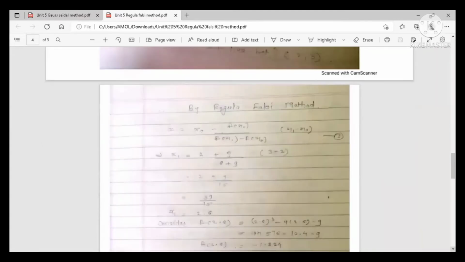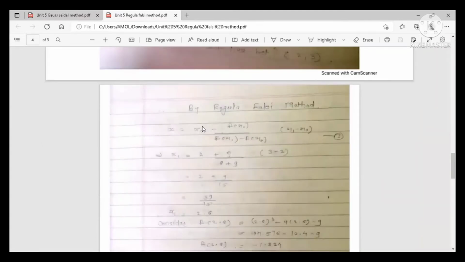We are discussing this equation, x cube minus 4x minus 9 is equal to 0. We're going to find the root of this equation using the Regula falsi method. So f of 2 and f of 3 have opposite signs, so the root lies between 2 and 3 here. Okay. Now, what is the formula of Regula falsi method?